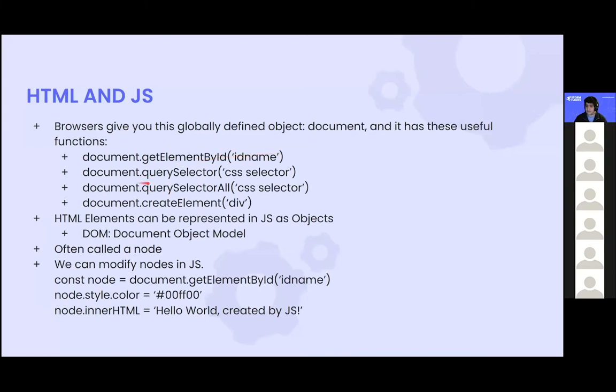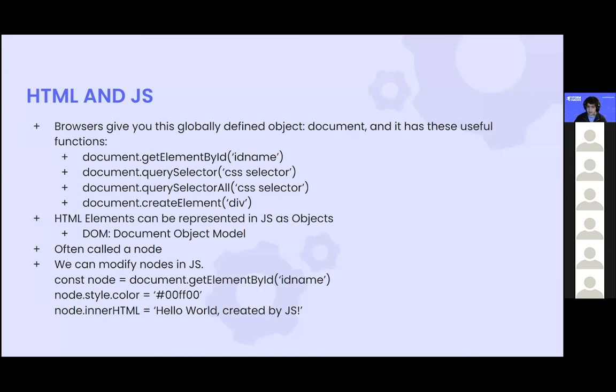And similarly to querySelector, there's querySelectorAll. Let's say you select a class and there's 10 elements of that class. querySelector will give you the first one. querySelectorAll will give you all of them in an array of items. And then this final one here, which we'll see, is createElement. This is how you can actually create new elements and push them into the browser, into the HTML file.